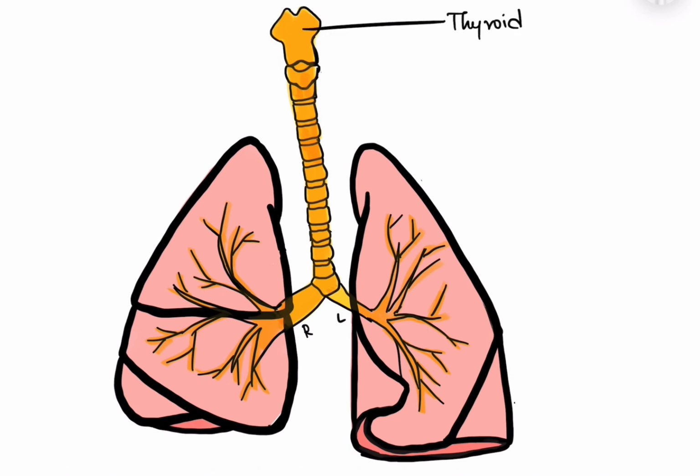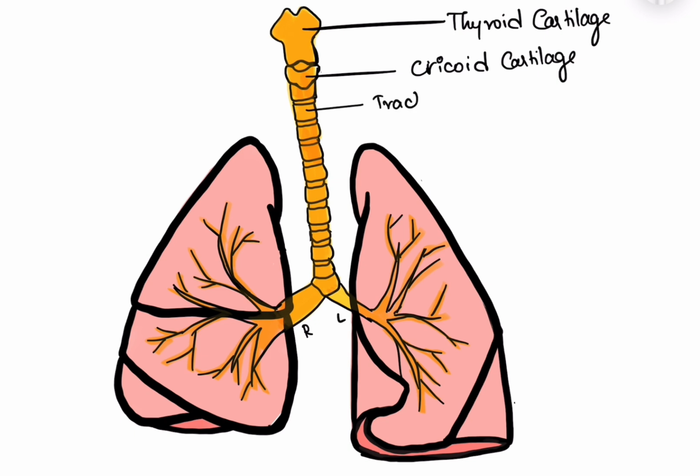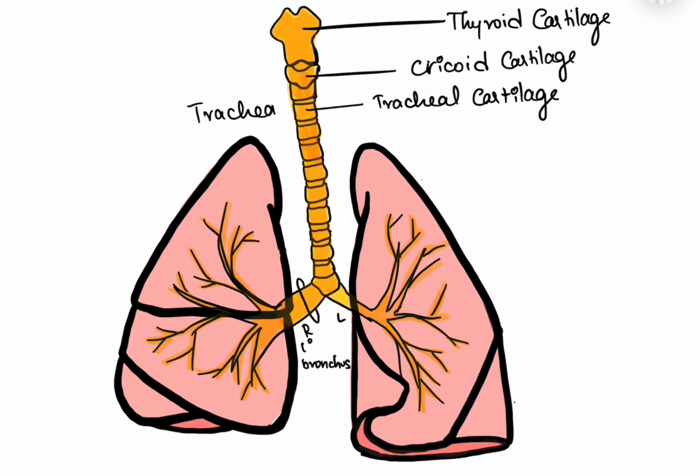At the top, we start with the thyroid cartilage, followed by cricoid cartilage, and then the tracheal rings. Whole forms the trachea. At the level of T4 to T5 vertebra or angle of Louis, this trachea divides into right and left main bronchus, where the right is shorter, wider, and more vertical, around 2.5 centimeter long, and left bronchi is narrower, more horizontal, and around 5 centimeter long.